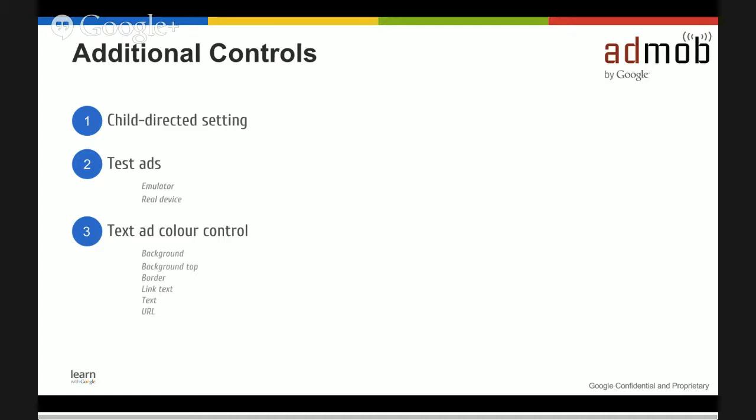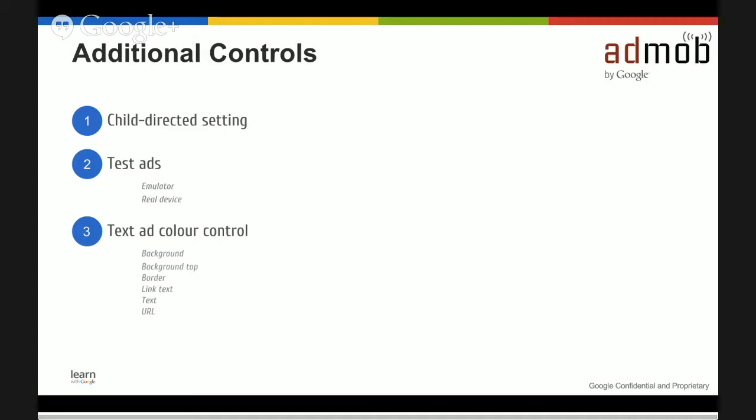Secondly, and this is really key, as a developer, when you're testing, it's really not best practice to be pulling in live ads, and it could cause you problems later down the line. So you can actually declare that you're running some tests, and then we'll just return to you test ads. And you can actually either run these on an emulator or a real device. And with everything in this presentation, there's full instructions on our developer website.